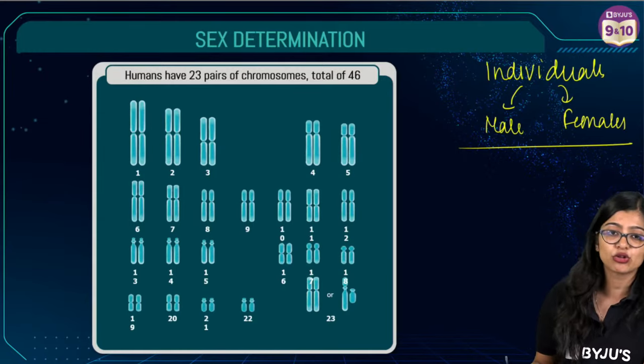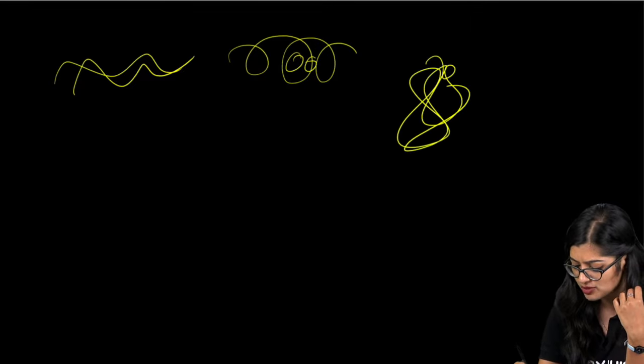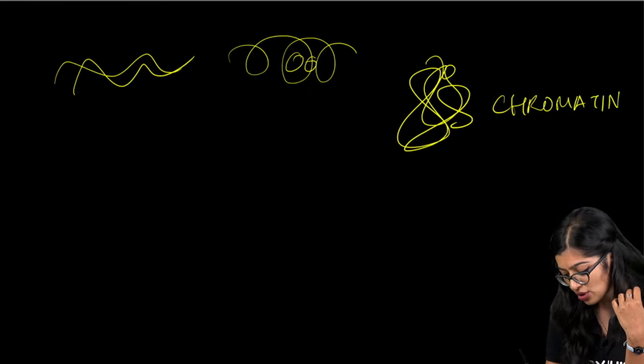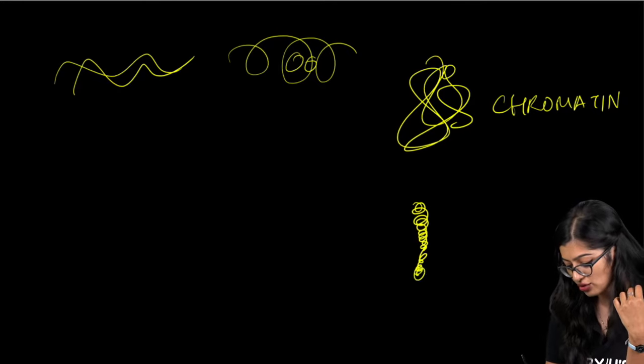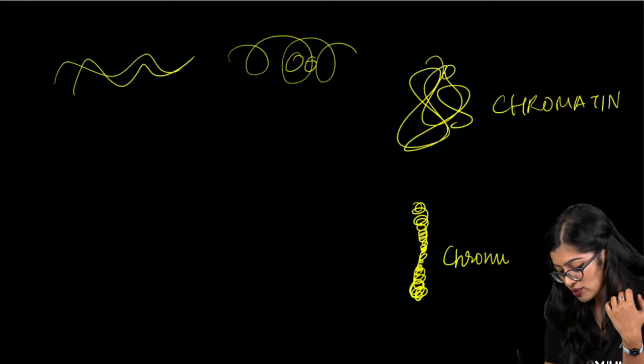Now when we talk about chromosomes, someone was telling me, ma'am, what is chromosome? I'm so confused. I'll tell you. You have your DNA, right? DNA is a long helical structure. Now DNA will undergo some coiling with the help of some proteins. Eventually it will become some thread-like structure, which we call chromatin, right? Now, when this chromatin undergoes further coiling, it will become one rod-like structure, which will look something like this, which we call chromosomes, right?